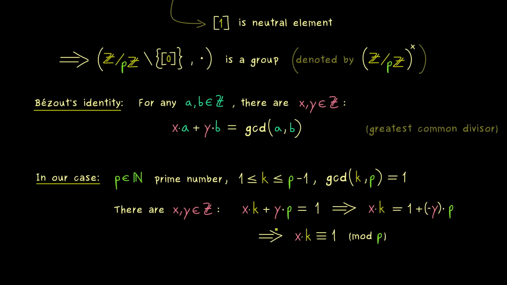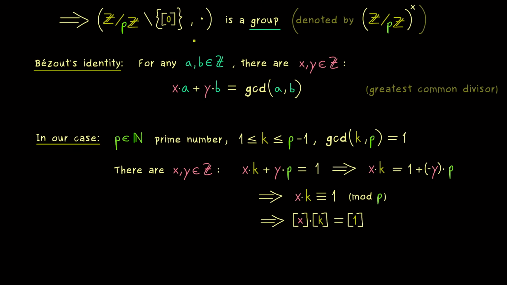Hence, seeing everything with equivalence classes, x times k is equal to our neutral element. So there we have it. The inverse of the equivalence class of k is given by the equivalence class of x. So this is the justification that we actually have a group here. But this also tells us that we can definitely apply Fermat's little theorem for this group here.